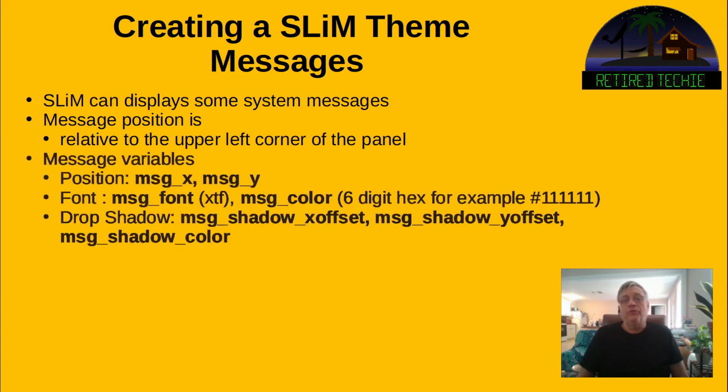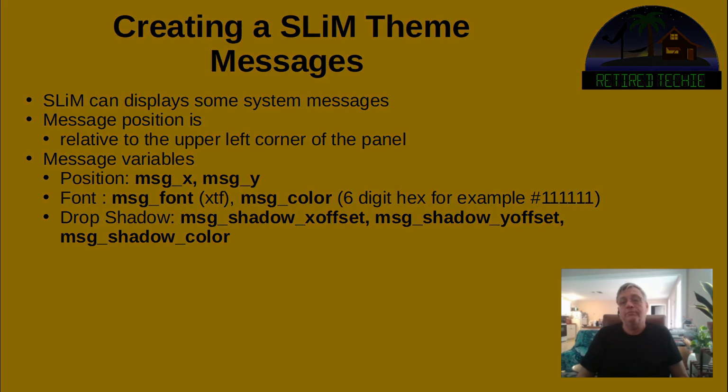But the variables used for the messages, system messages, the most common example given being shutting down, would be MSGX and MSGY for the position. The font would be MSG font. Again, it's an XTF font. MSG color, again, a 6-digit hex number. And for the drop shadows, MSG shadow X offset, MSG shadow Y offset, and MSG shadow color. And you're going to see these repeated over and over again for a variety of items.